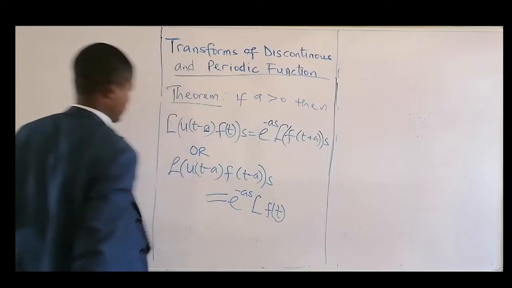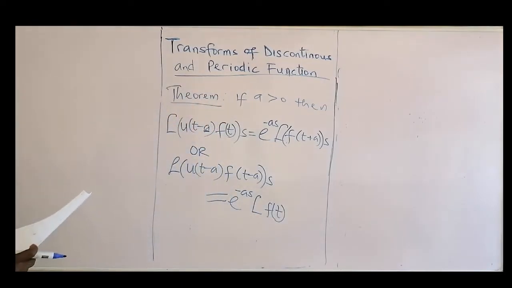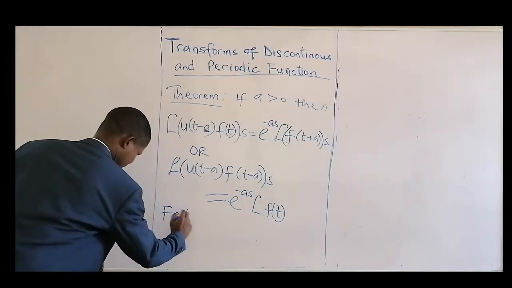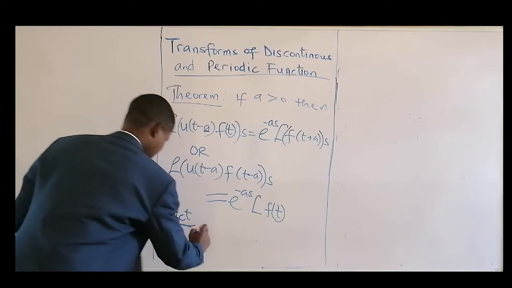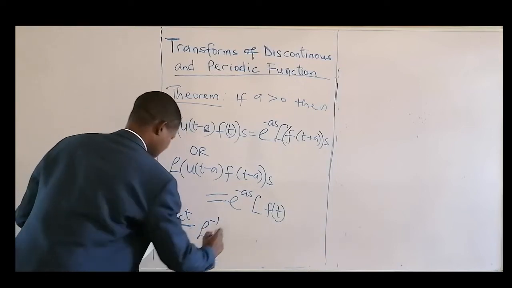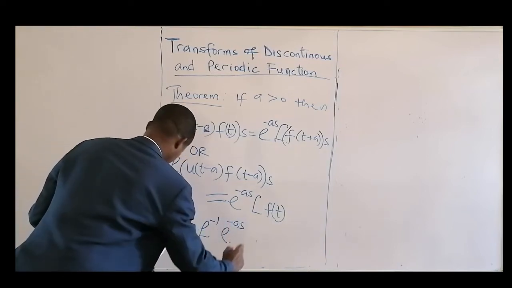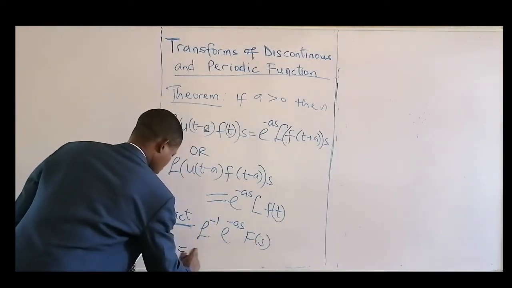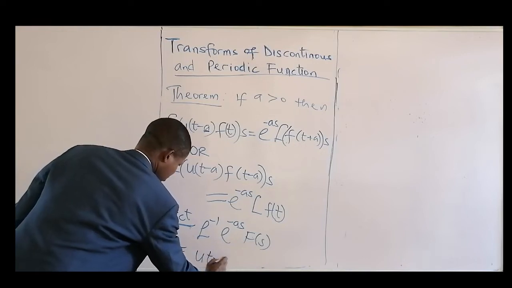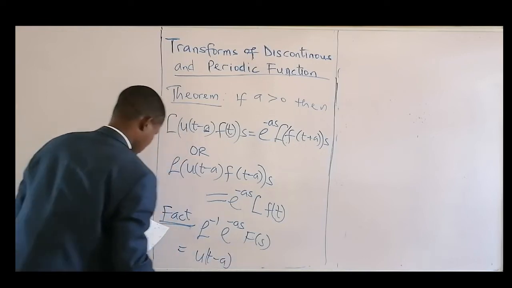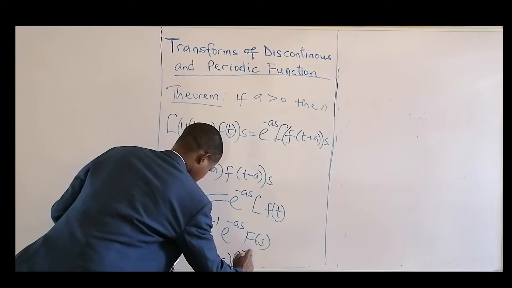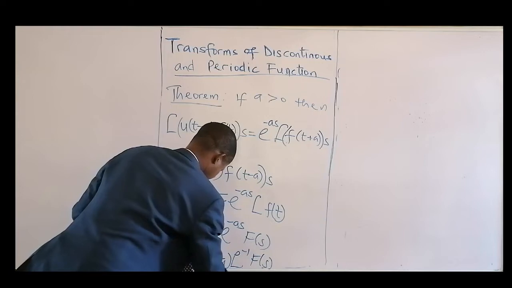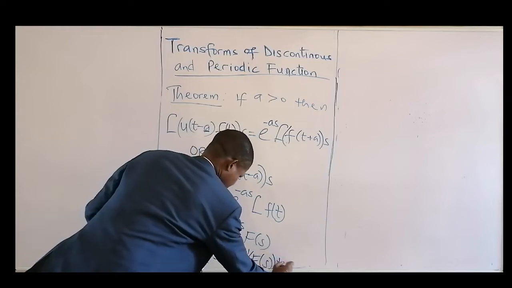Okay. So let's see some key facts here. Let's see some key notes here. The inverse of e to the minus a s times f of s will give you the unit step function, u(t minus a) f(t minus a).